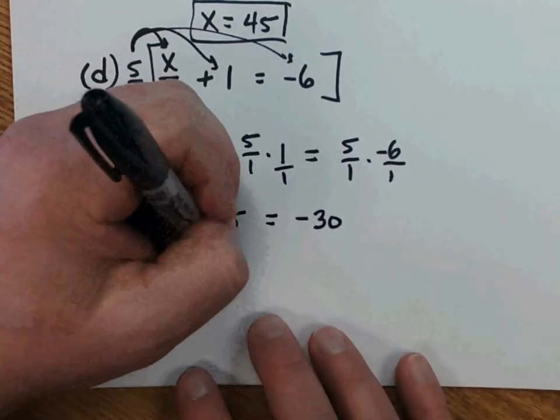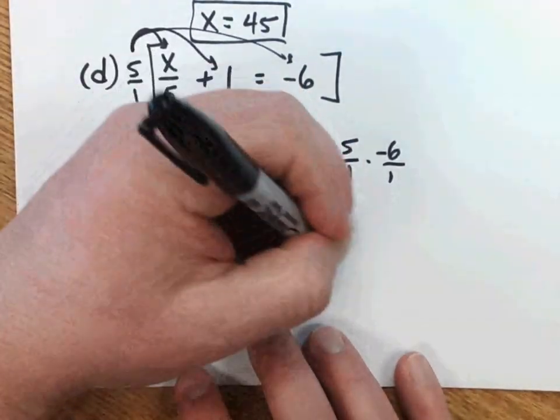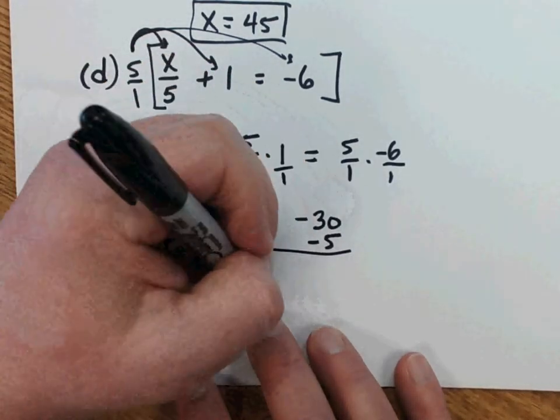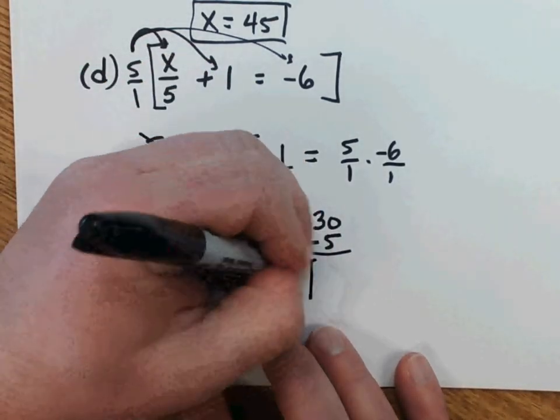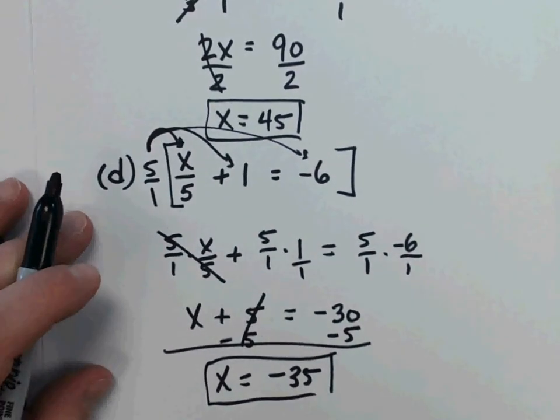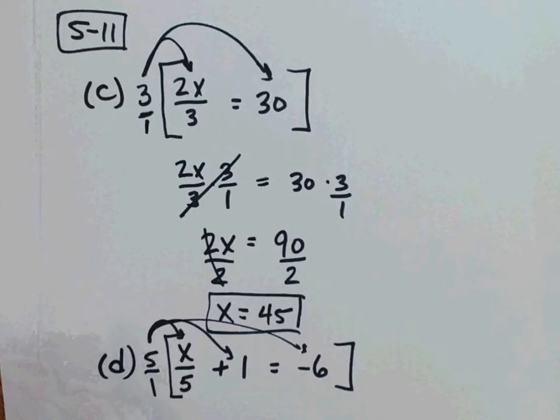Last step, subtract 5 from both sides. x equals, be careful, -35. Okay, that is problem C and D for number 5-11.